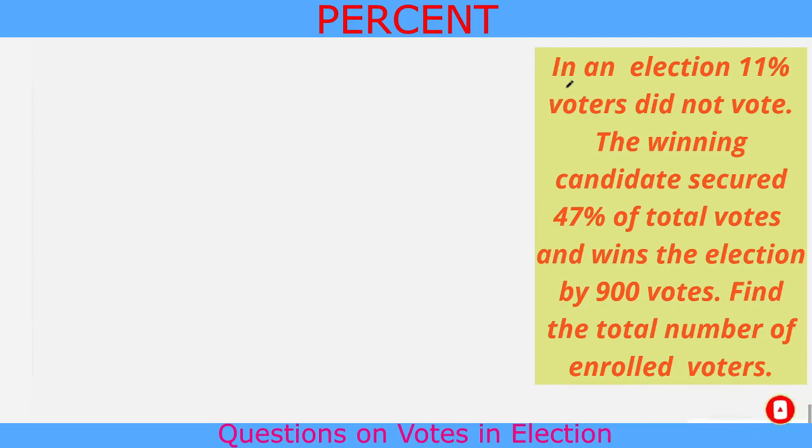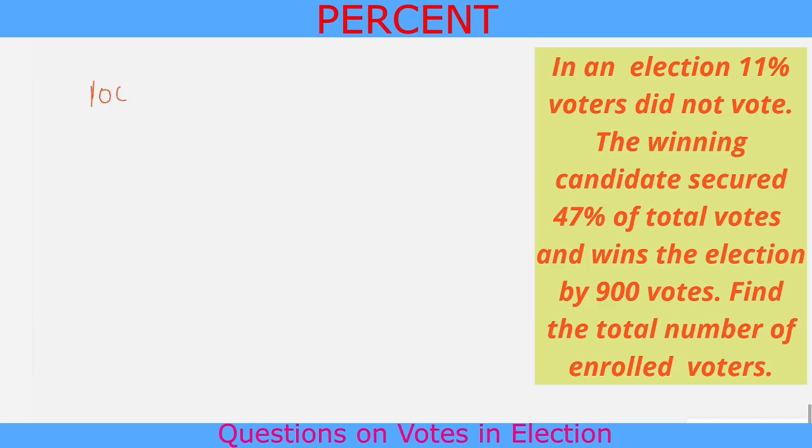We go to the next question, and the question is, in an election 11% voters did not vote. The winning candidate secured 47% of total votes and wins the election by 900 votes. Find the total number of enrolled voters. Here we have to give attention to the 47% of total votes and not the polled votes. So we have to be careful about it, and we can solve the question because this is a very easy question.